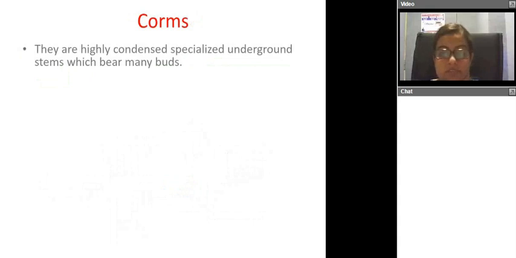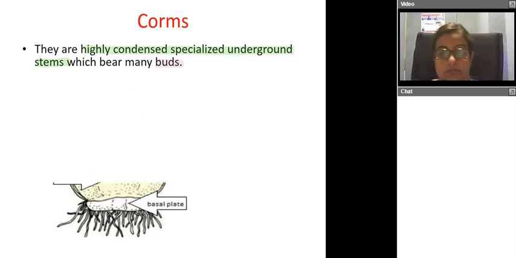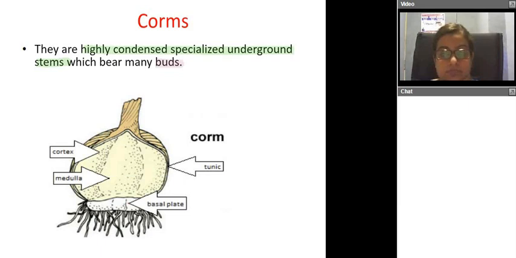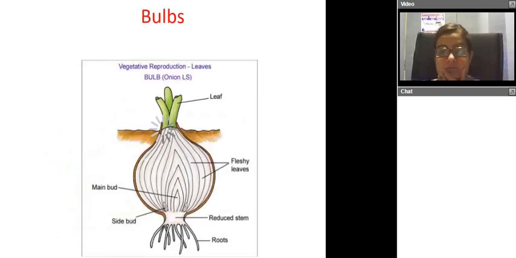Then we have the corms. Corms are nothing but highly condensed and specialized underground stems. These underground stems bear many buds on them. This is a corm, this is the tunic, the basal plate, the cortex, outer cortex and inner medulla.